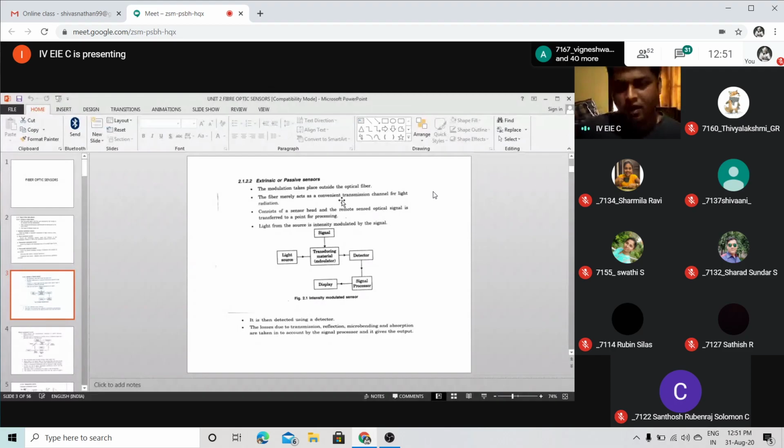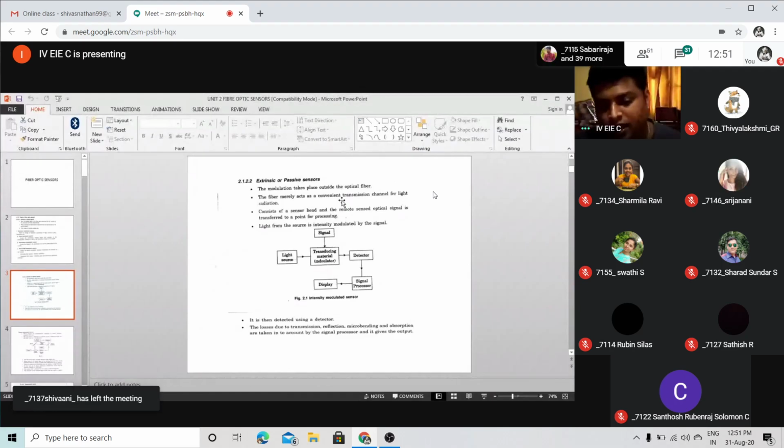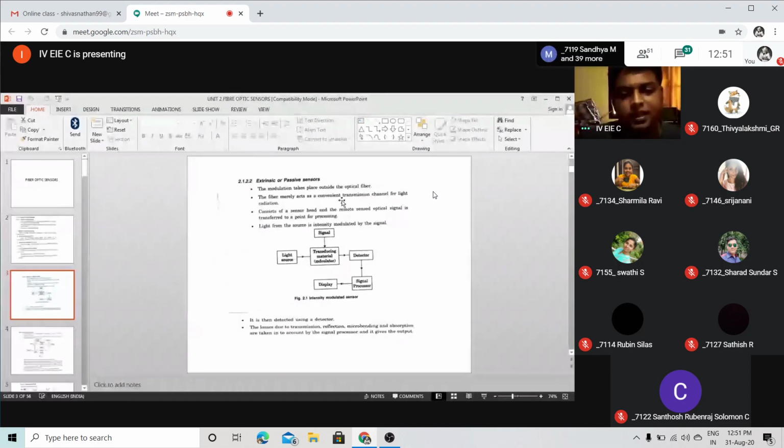So extrinsic or passive sensors are supported by these points. The first point is about the modulation taking place outside the optical fiber. The second point, the fiber acts as a convenient transmission channel for light radiation. As I said before, it is a transmission channel to convey my sensor data that has been acquired from one point to another. Clear? So that is the second point. So the fiber merely acts as a convenient transmission channel for light radiation. Okay, is that clear? Yes. Okay, then this is enough. Don't take other points. It is enough now.